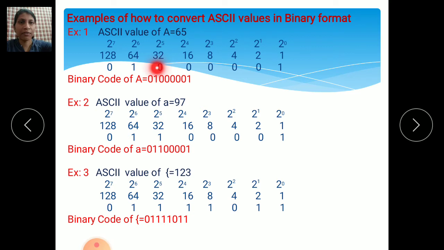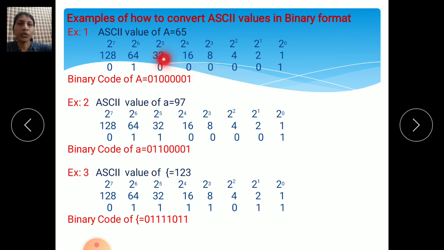Then see how we will convert the A value, 65. How is 65 converted into binary format? Binary digits are 0 and 1. See here, 65 means, for 64 put 1 here. 64 plus 1 is 65. So put 1 here and 1 here, others are 0. So see here, the binary code of A is 0, 1, 0, 0, 0, 0, 0, 1. This is the binary code of the A character.